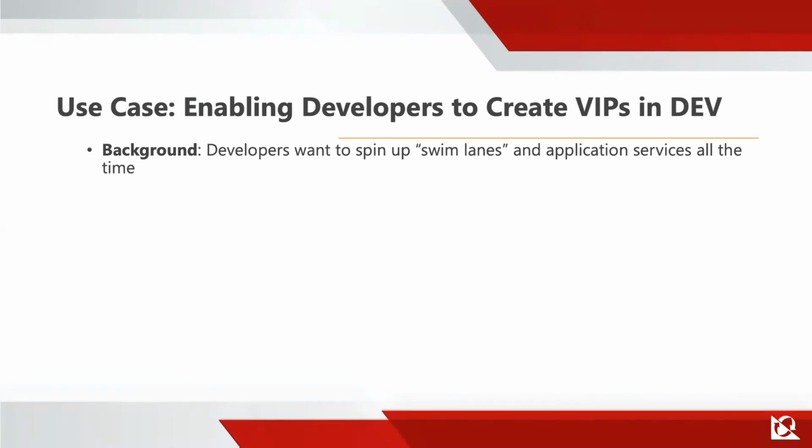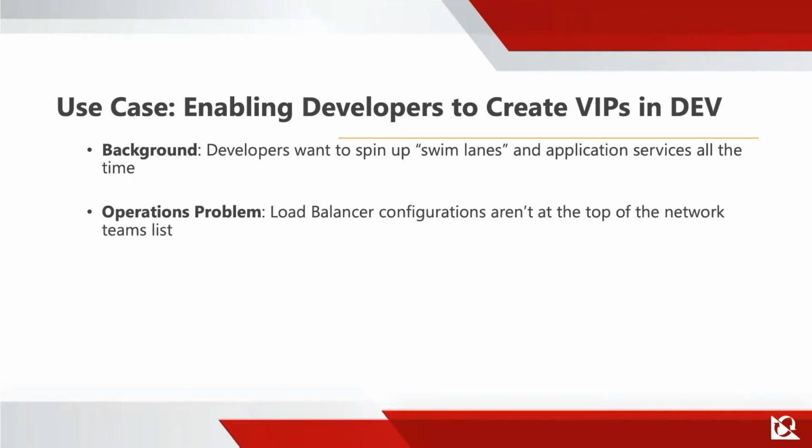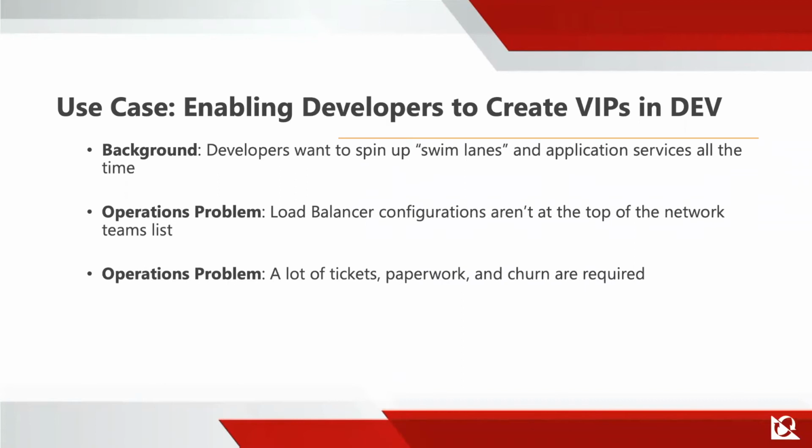The background on this is developers want to spin up swim lanes and application services all the time. They keep putting in requests. It's inundating the network transport team. This leaves an operations problem because load balancer configurations aren't at the top of the team's list. Like I said, it might take weeks.